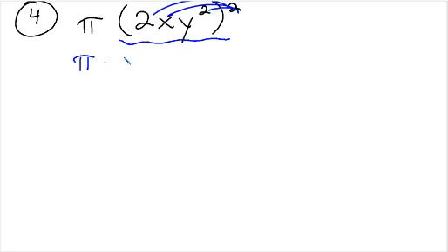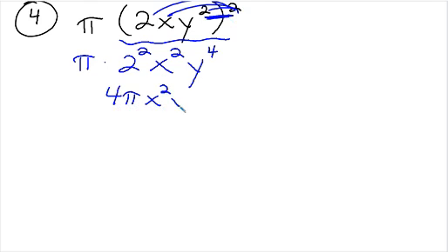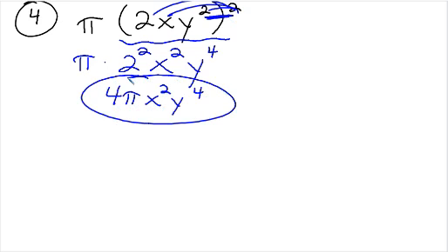Okay? So I would have 2 to the second, x to the second, y to the fourth. Remember, when we have a power to a power, we multiply the powers. And now I can finish this up. This is going to be a 4. So we can write this a little bit better. We can write this as 4 pi, and then the rest of it stays the same. X squared, y to the 4th.